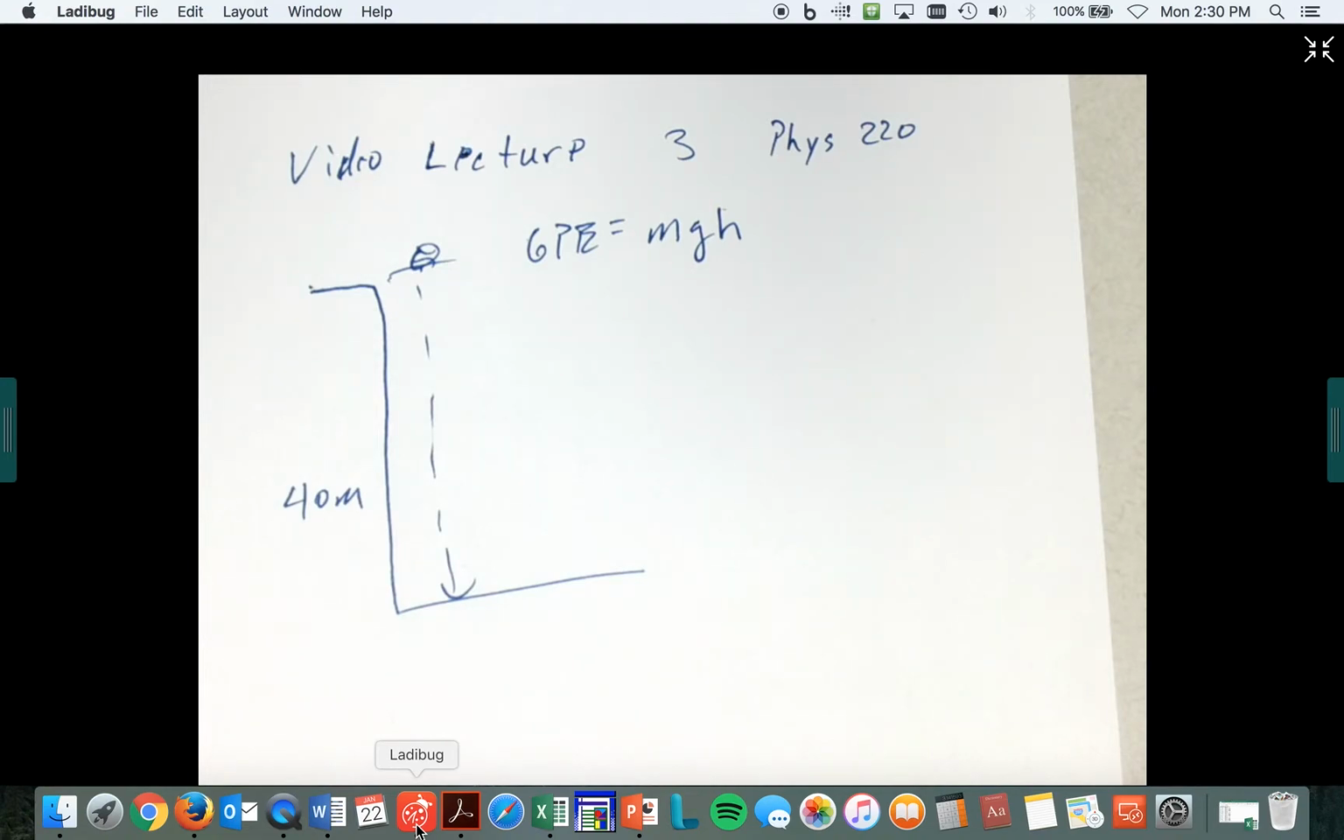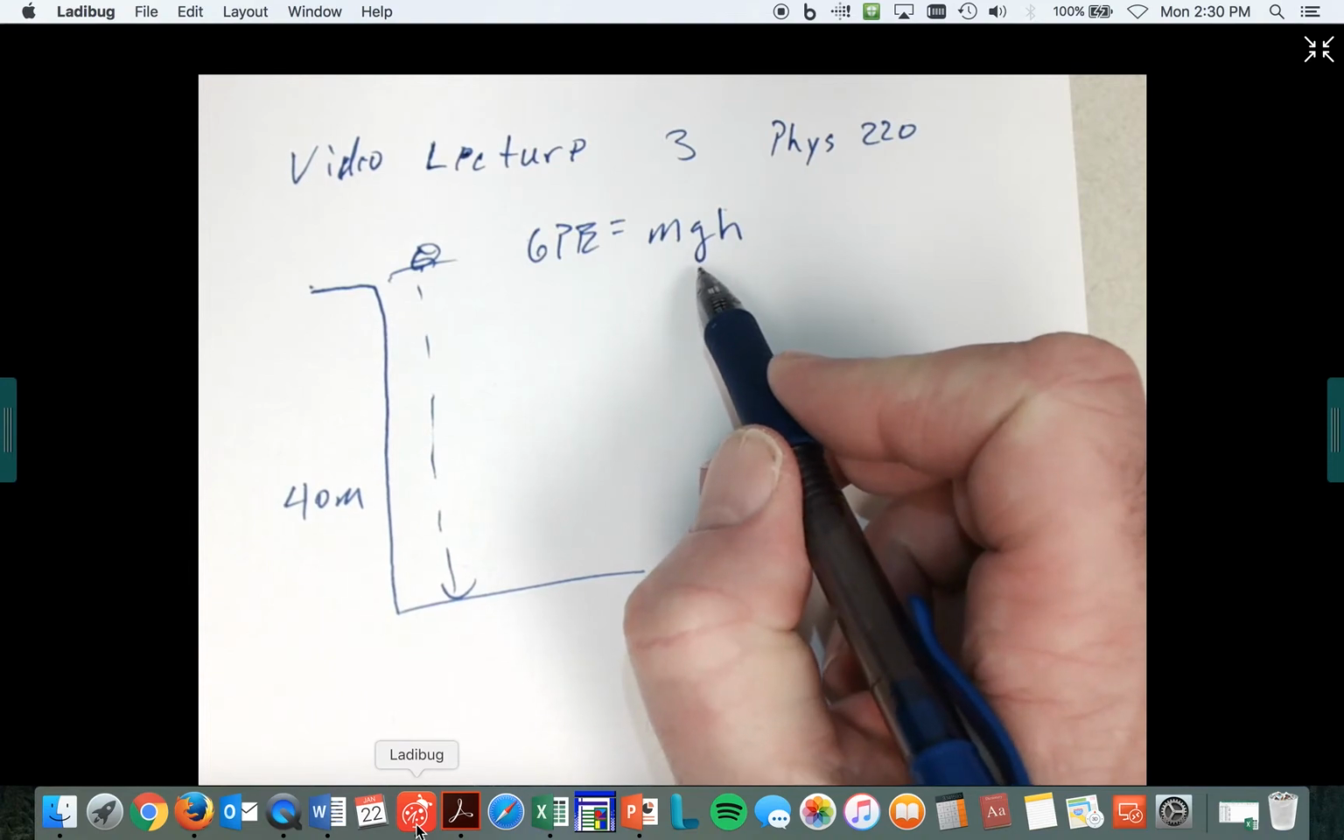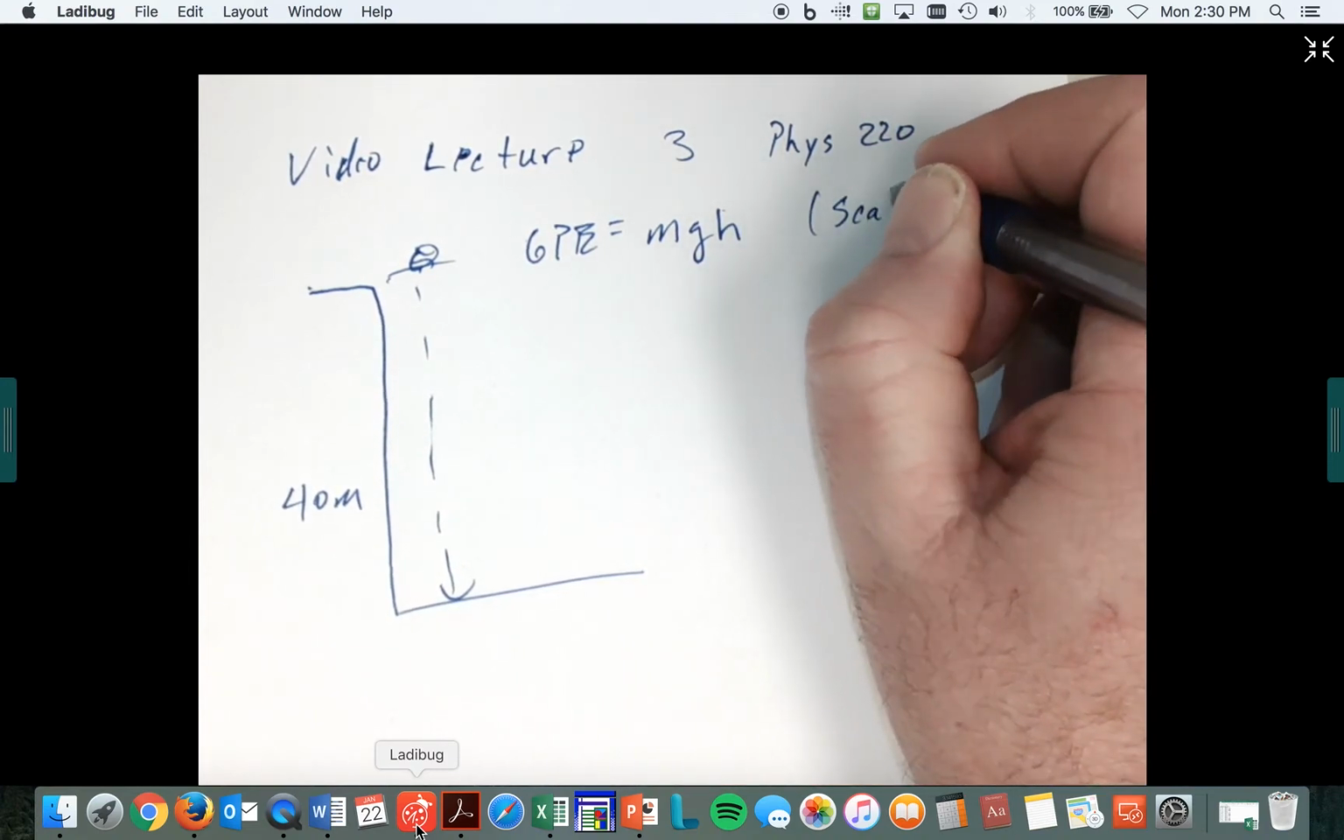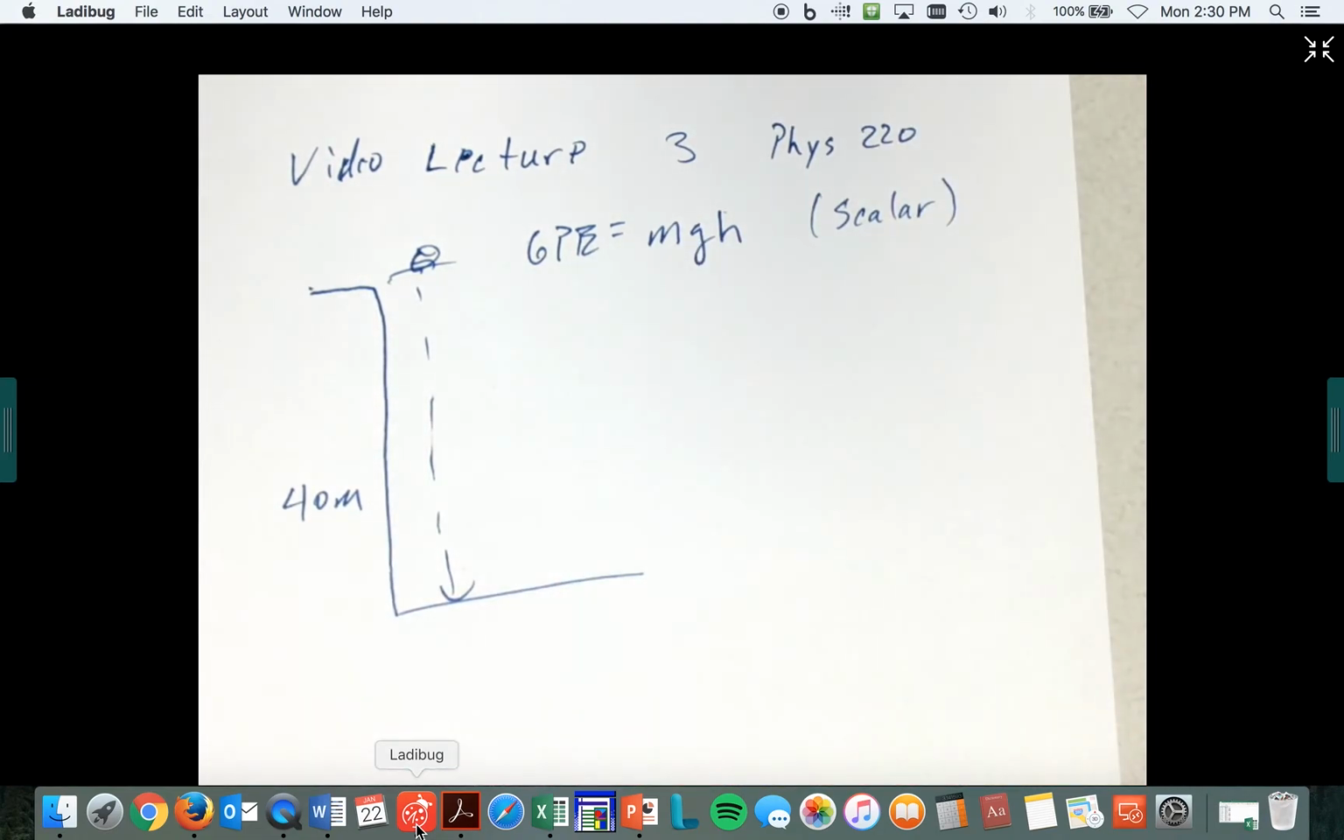I know we wrestled with that quite a bit because we're like, well, wait a minute, gravity's negative. No, this is a scalar. This is energy, and it's mgh. So that's gravitational potential energy.